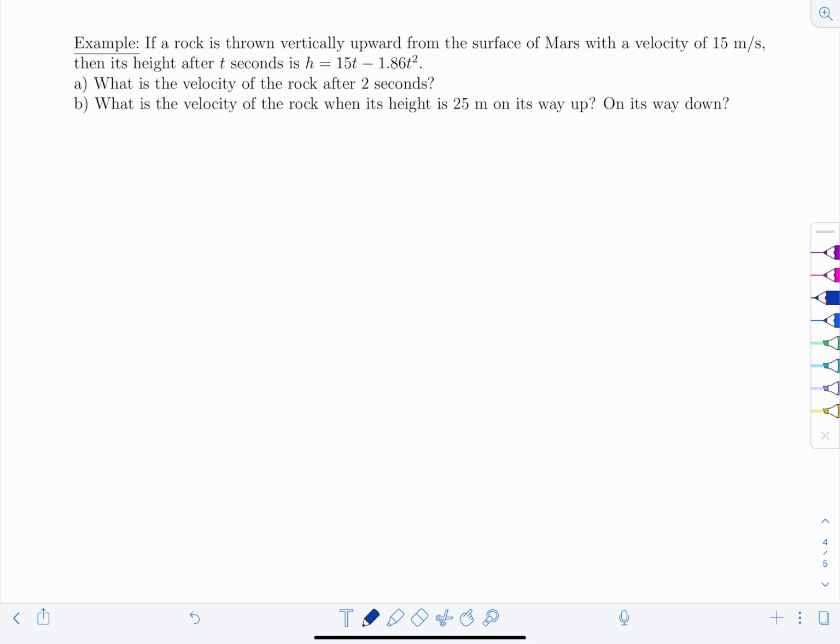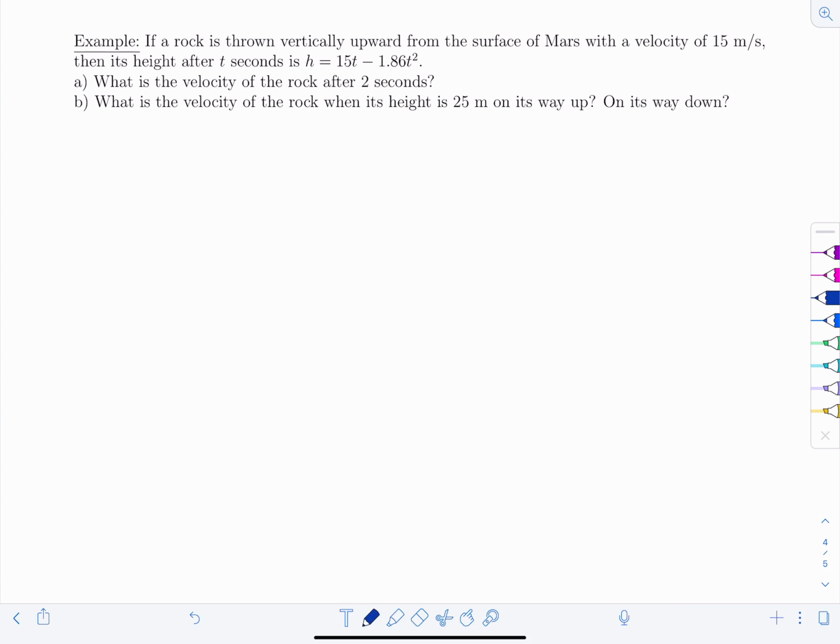If a rock is thrown vertically upward from the surface of Mars with a velocity of 15 meters per second, then its height after t seconds is h equals 15t minus 1.86 t squared. So part A asks, what is the velocity of the rock after 2 seconds? So first I need the velocity function. How do I get it? Yeah, I take the derivative of the height function. So it equals h prime of t.